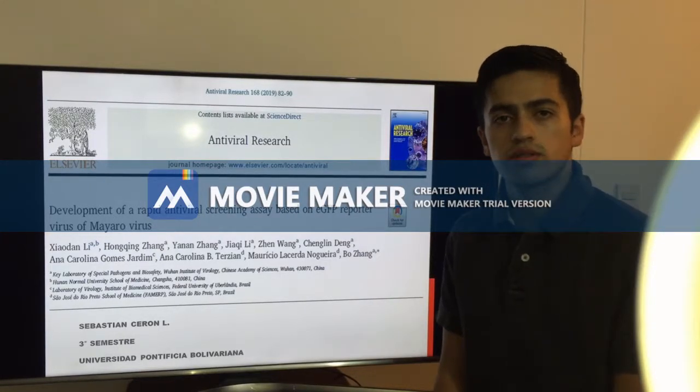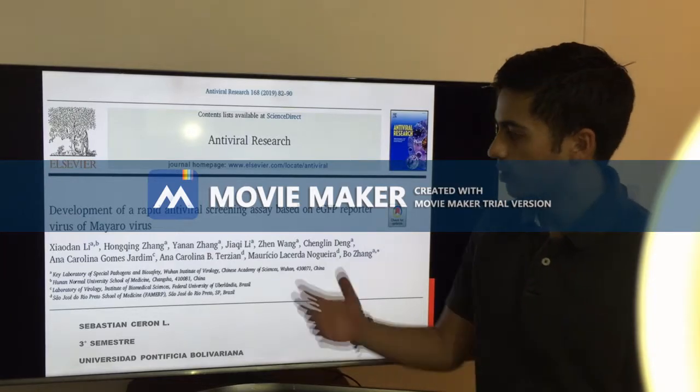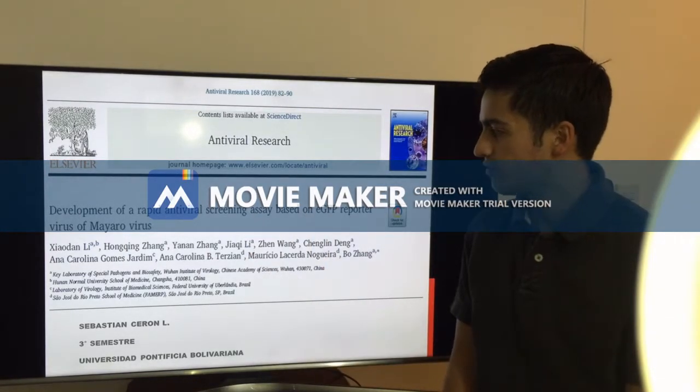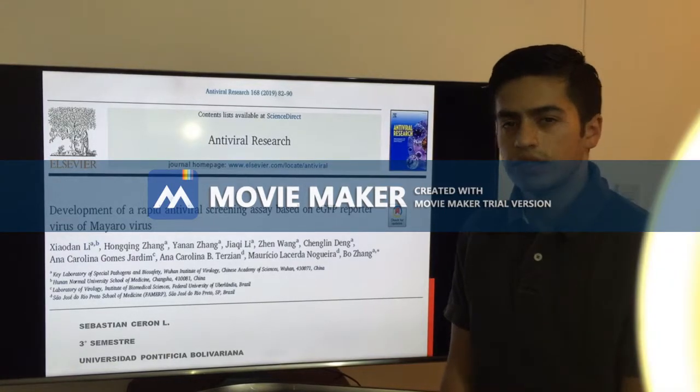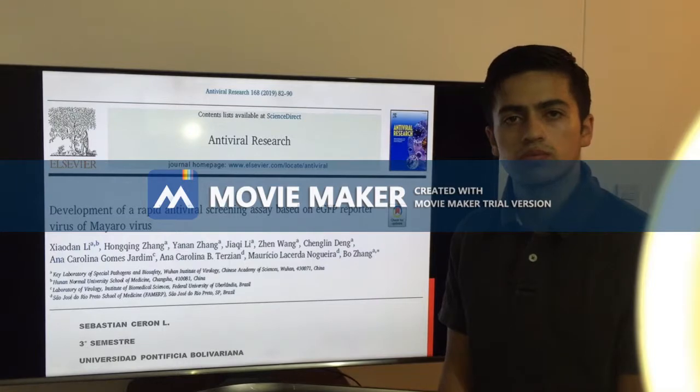I'm in the third semester at Universidad Pontificia Bolivariana, and I'm going to present about the development of a rapid antiviral screening assay based on an eGFP reporter virus of Mayaro virus.